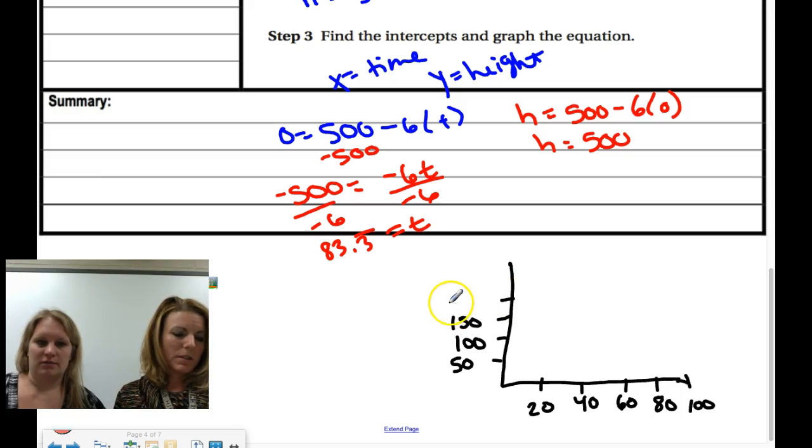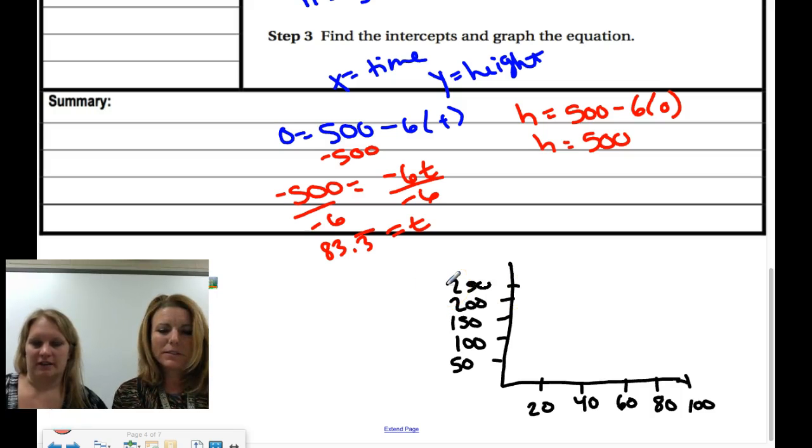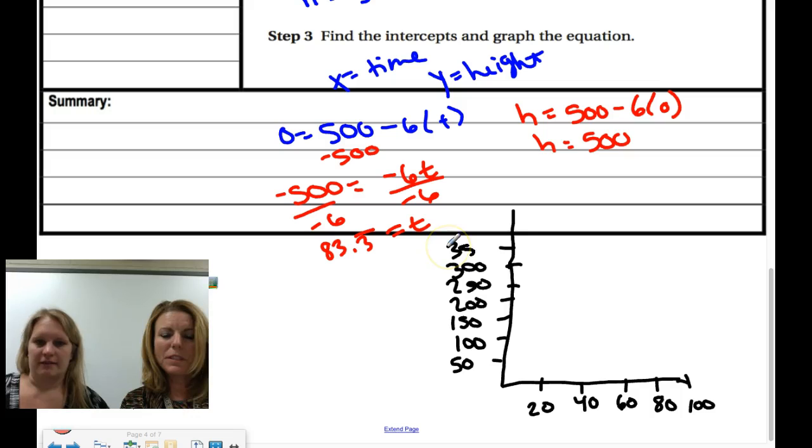150, 200. We have to get to 500. 250. 350, 400, 450, 500. There we go.